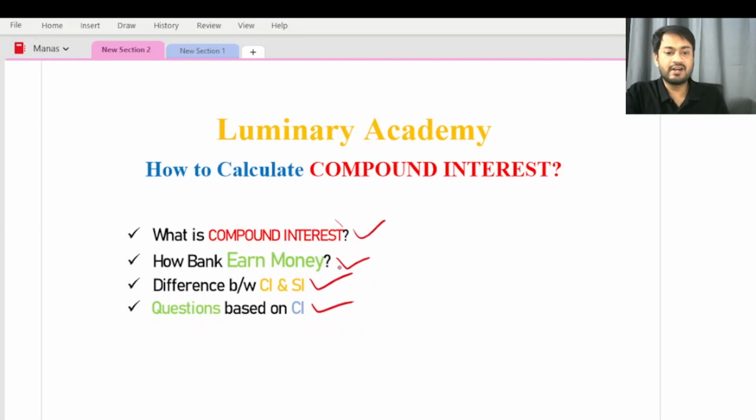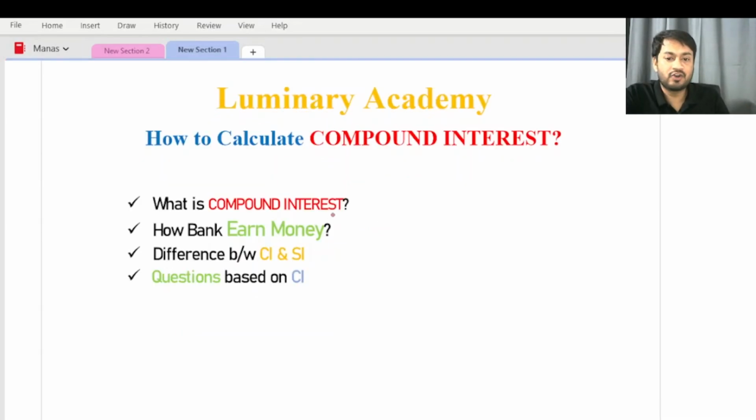So keep watching, and please watch till the end so that you can understand the basic concept. Okay, so let's start with the first topic, that is compound interest. Compound interest is basically the interest which is taken on an interest. Compound itself means added, and interest you all know, we call it in Hindi as byaj.